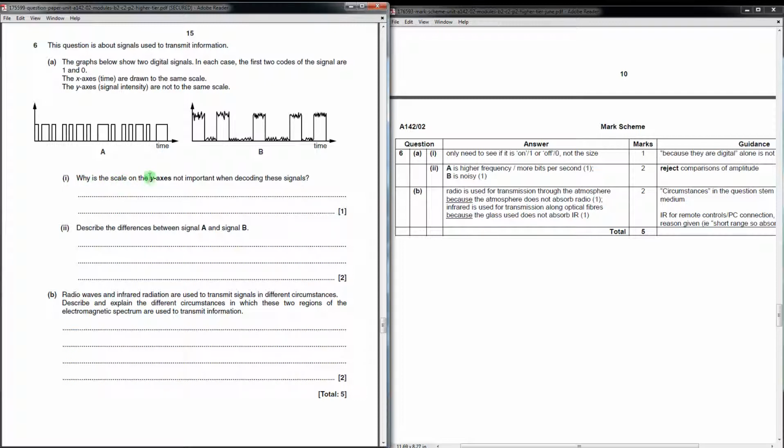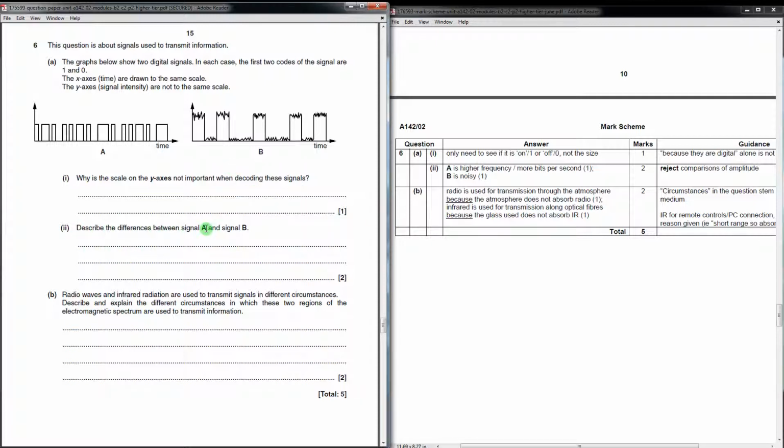So why is the scale on the y-axis not important when decoding these signals? Well, the whole point about digital signals, in binary digital signals, is that they're either 1 or 0. So you don't really need a scale, you've just got a high and a low value here, and whichever is the high one will be 1, and whichever is the low one will be 0. So you do not need a scale, because that's the only two choices you've got. Okay.